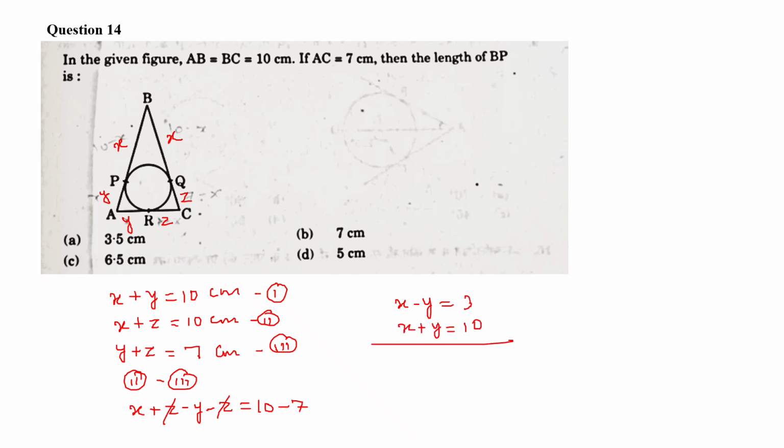Now solve it. Just add both the expressions. So minus Y and plus Y will become 0. So 2X is equal to 13. So the value of X will be 13 by 2, which is 6.5 centimeter. And this value of X means BP is 6.5. So C will be the correct answer. Now moving to the next question.